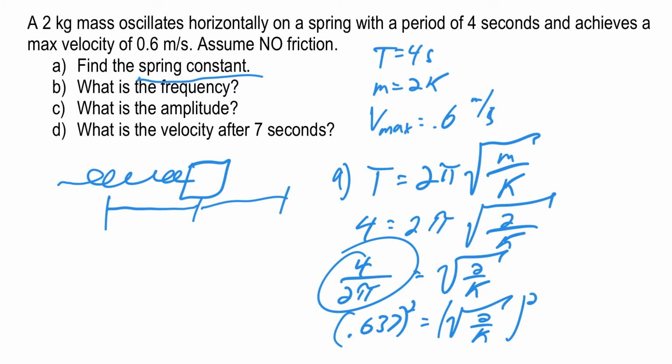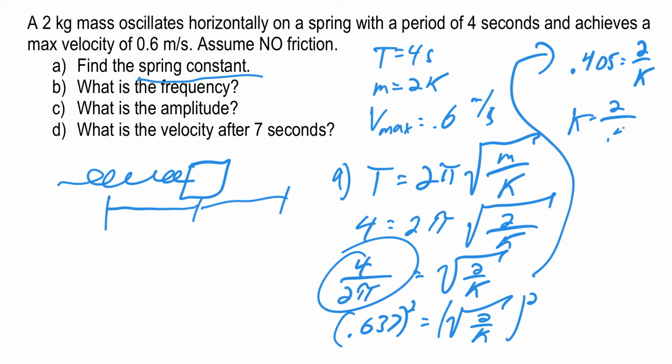When you square those out, you get 0.405 equals 2 over k. Then we'll cross multiply here, so k equals 2 divided by 0.405. So when you divide 2 by 0.405, you get 4.93 for k. And again, that's newtons per meter.